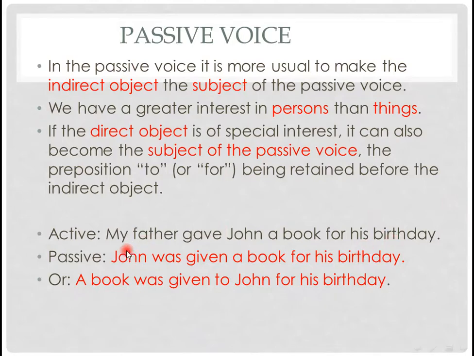In the passive voice, we have two states. State 1, we have John at the beginning because we are interested in persons. Now, John was given a book for his birthday. That's it. But if I'm interested in what John was given for his birthday, in the book itself, I will say a book was given, and John cannot come alone. We should precede it with to or for. A book was given to John for his birthday, and the rest of the sentence comes regularly with no difference in the two states.